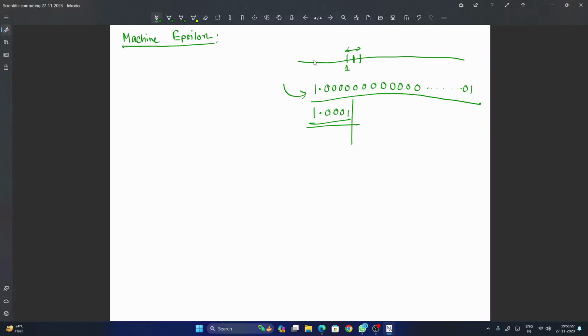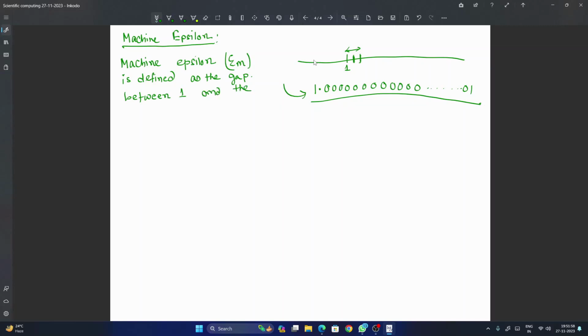So if we formally define it, what is the machine epsilon? Machine epsilon, which is denoted by epsilon m, is defined as the gap between 1 and the next bigger number.